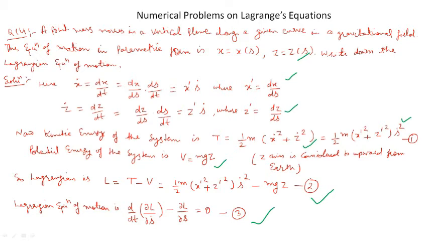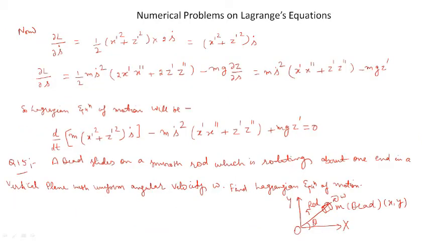Now we will find del L over del s dot and del L over del s from equation number 2. When we find del L over del s dot, it comes out to be m times (x dash square plus z dash square) into s dot, and when we find del L over del s, it comes out to be 1 by 2 m s dot square times (2 x dash x double dash plus 2 z dash z double dash) minus mg dz over ds.